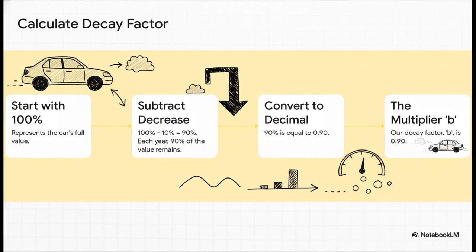Okay, now for B. This can be a little tricky when you're dealing with percentages, but here's the process. You always start with 100% of the value. Since the car loses 10% each year, we subtract that 10%. So 100 minus 10 is 90%. That means 90% of the value remains each year. Now to use that in our formula, we have to convert 90% into a decimal, and that's just 0.90. So that is our multiplier B. And because it's less than 1, we sometimes call it a decay factor.